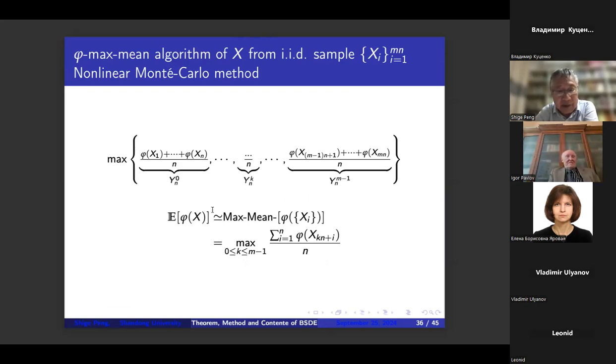They are IID. If you take phi, it is still IID. We divide this into M groups, and each one is IID. But according to the law of large numbers, this becomes the sublinear expectation of phi of x.